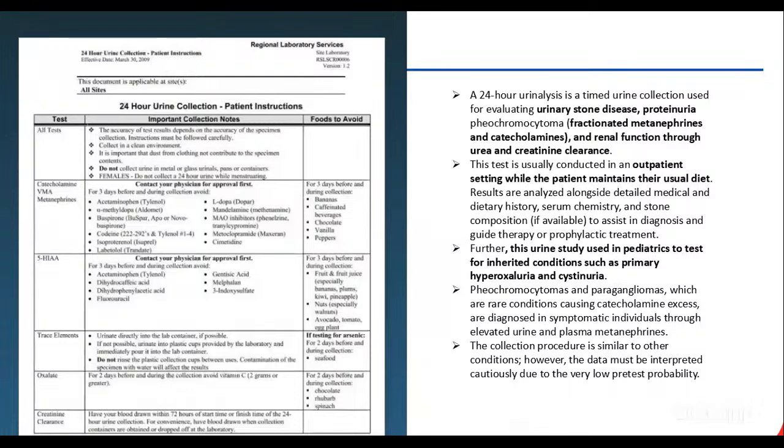The collection procedure is similar. However, there are some various patient instructions which are always given before a 24-hour urine collection. Like in the case of catecholamines, VMA, and metanephrines, first you have to contact your physician for approval, but obviously for 3 days before and during collection you should avoid certain medications and certain foods, and for 5-HIAA, again you have to avoid certain medications and certain food substances.